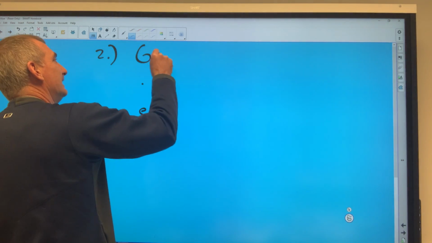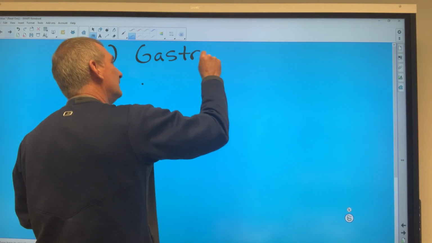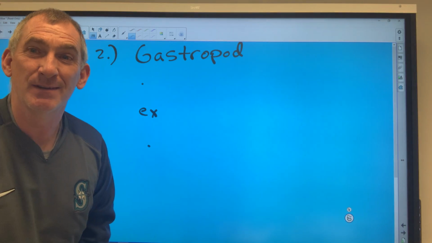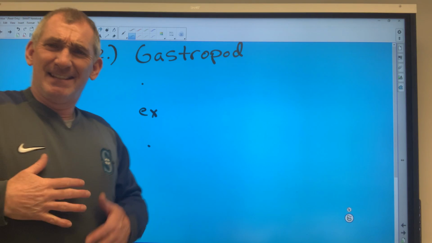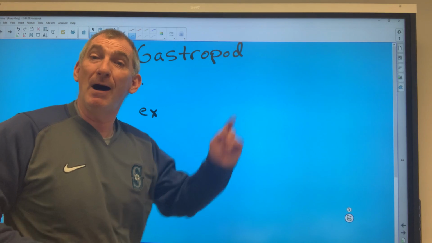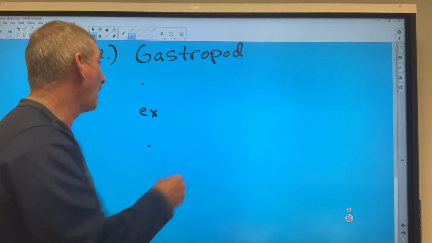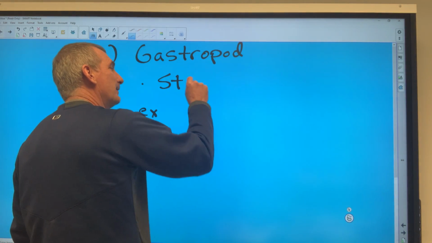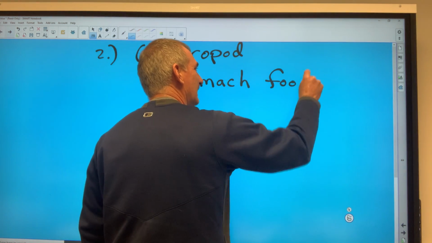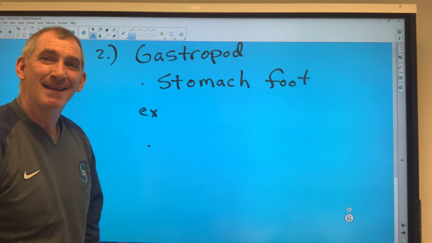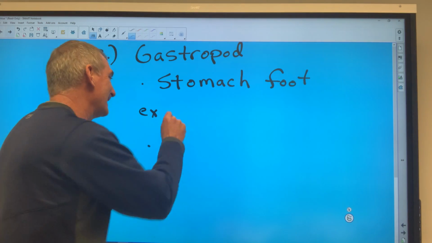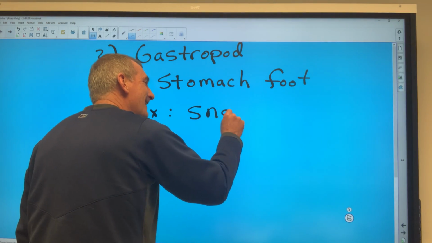Another type of a mollusk is a gastropod. Hopefully as you're writing that down, you're thinking about Latin roots. Gastro, let's see, gastrointestinal surgery. That's surgery somewhere around the stomach. Pod means foot. Stomach foot. These are mollusks, soft-bodied animals with a shell that crawl around on their stomach as if it's their foot. You got the example, snails.